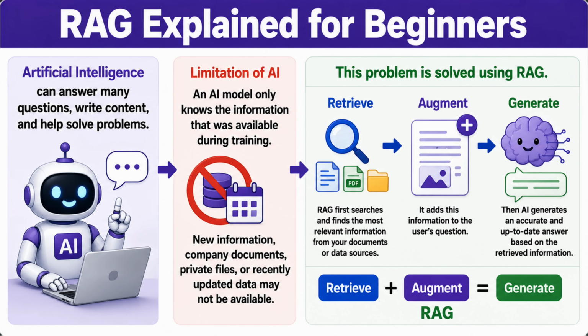In this video, I will explain RAG. RAG stands for Retrieval-Augmented Generation. AI can answer many questions, write content, and also help to solve problems. Limitation of AI. An AI model only knows the information that was available during the training. New information, company documents, private files, or recently updated data may not be available. This problem is solved using RAG.